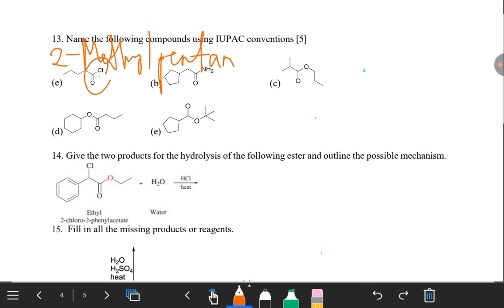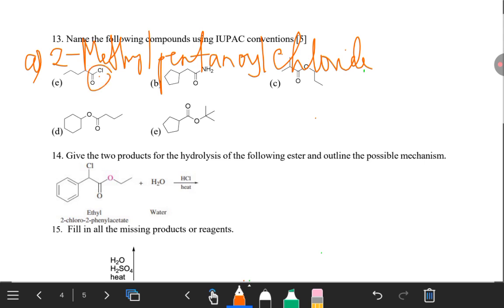So this one we call it, we add OYL, so it will be 2 methyl pentanoyl, then we're going to say chloride. So this is for the first one. So the first one, it is 2 methyl pentanoyl chloride.